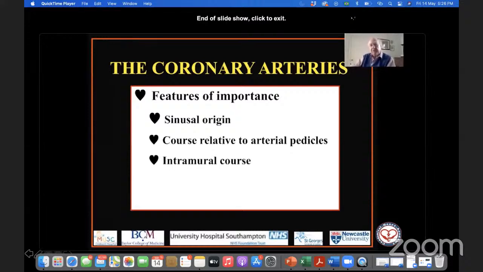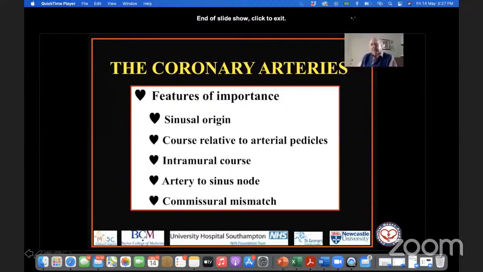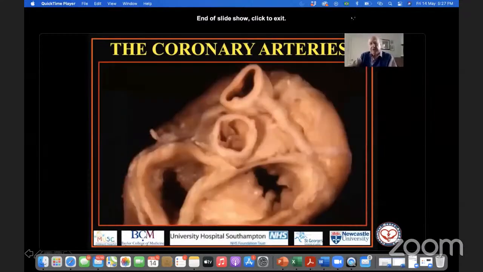Of particular importance to the surgeon is the presence of an intramural course. So we're going to look at the intramural course. You're also going to see, as Diane demonstrates to you, the significance of the sinus node artery in several of the hearts she's going to show you. And we need to remember that there can be commissural mismatch, although we're not going to dwell on that. But of all these things, most important is to take note of the origin of the coronary arteries from the valvar sinuses of the aortic root.